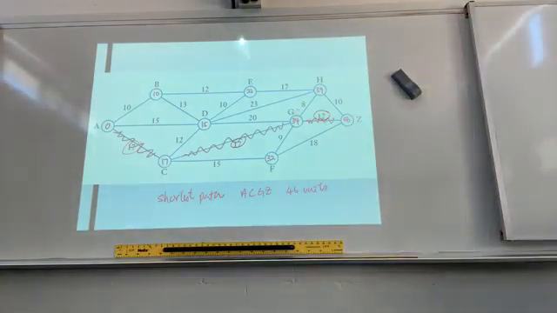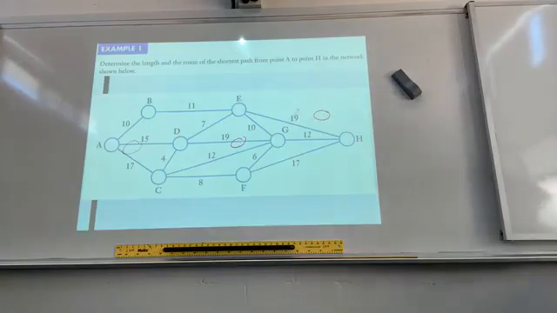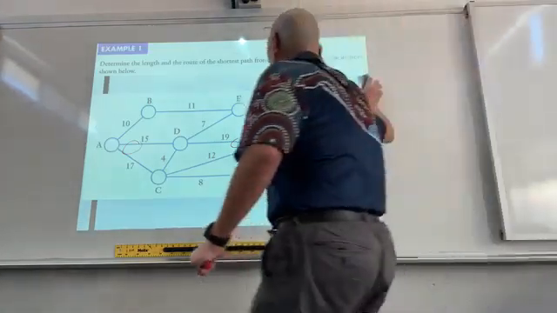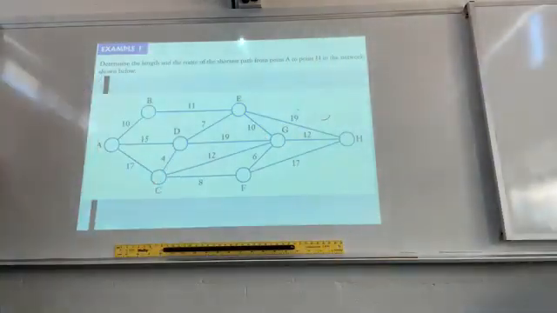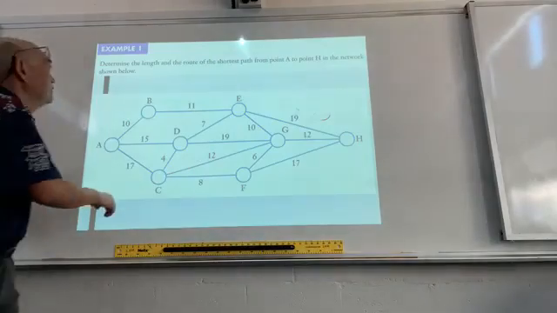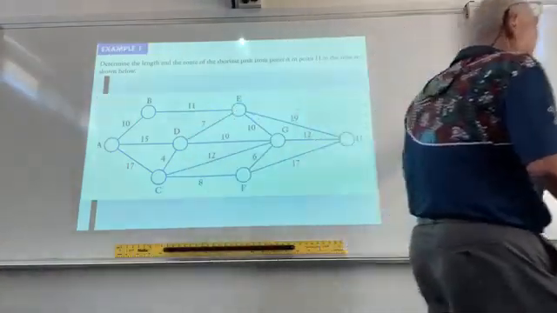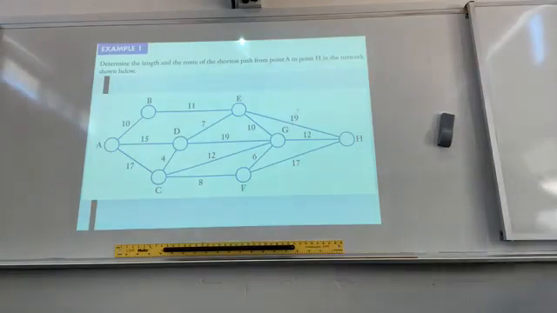All right, let's try the next one. Can you all try this, please? Determine the length and the route of the shortest path from A to H. The length should be in kilometers, but it's not stated. You will have a lot of different ways of testing you in this. It could be talking about connection of pipe, connection of cable, or whatever.